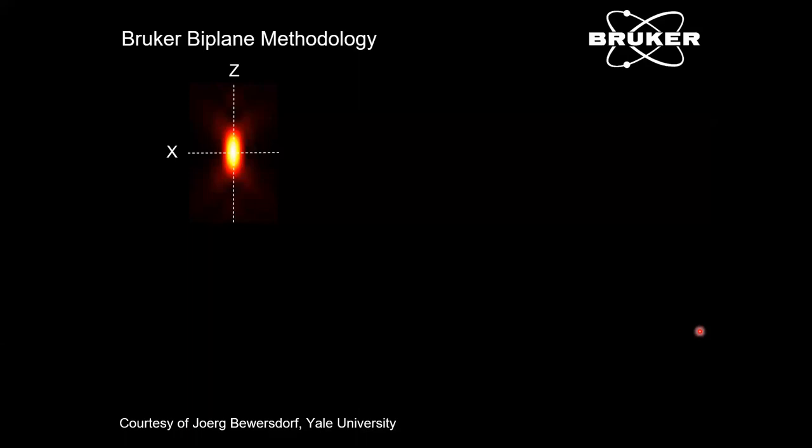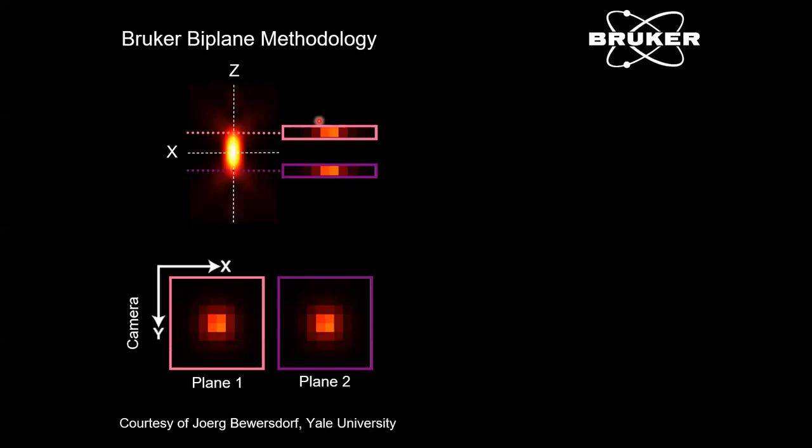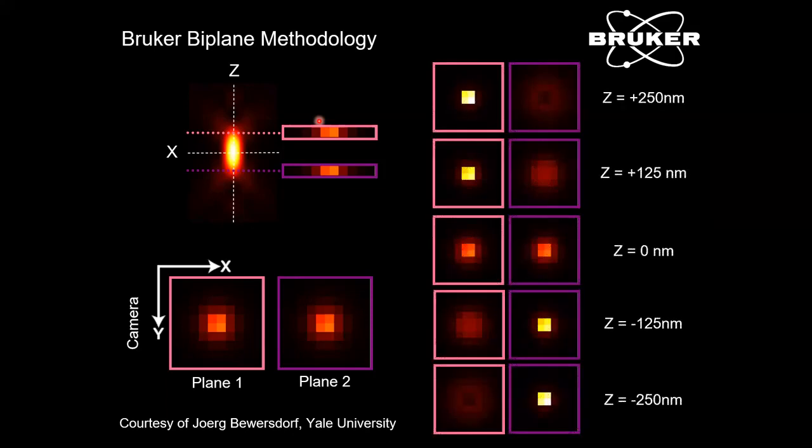So every acquisition with the Vutara contains three-dimensional information because of its biplane detection path. If we look at a molecule in X and Z, we see an elongated PSF that looks like this. If we then visualize the X and Y plane at two positions, you get two different point spread functions, which can be used to generate a table that contains Z positional information.